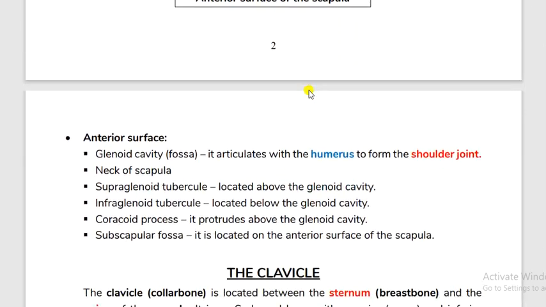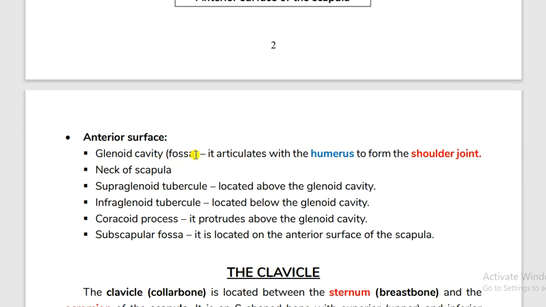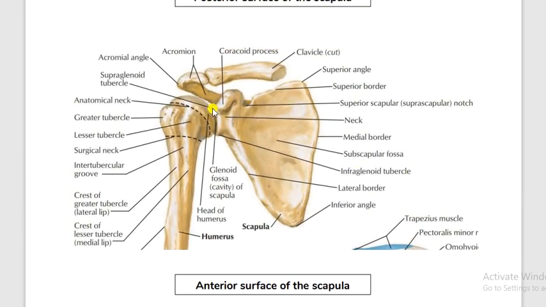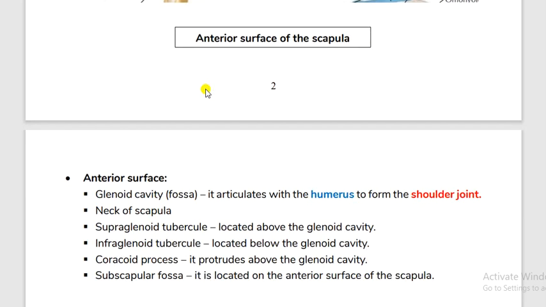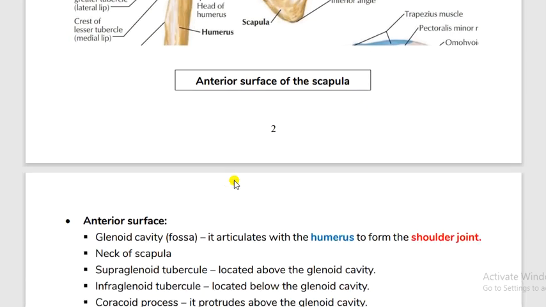Now, talking about the anterior surface of the scapula, the glenoid cavity, which is the glenoid fossa, articulates with the humerus to form the shoulder joint. So this is the glenoid cavity or glenoid fossa articulating with the humerus. This is the humerus here. It articulates with the head of the humerus to form the shoulder joint. The neck of the scapula. This is the neck of the scapula here.